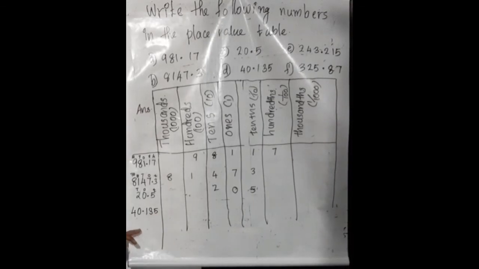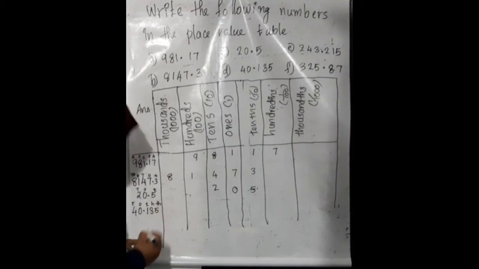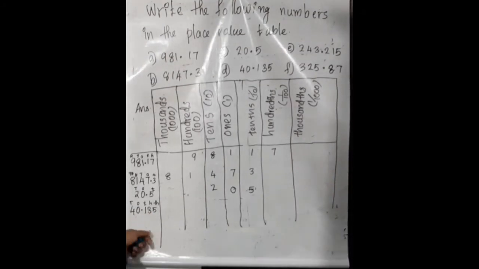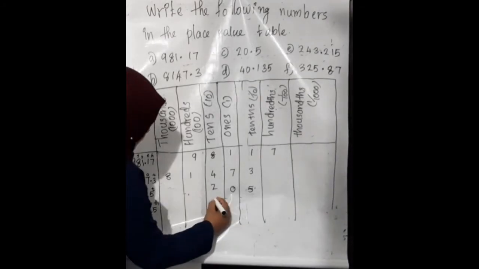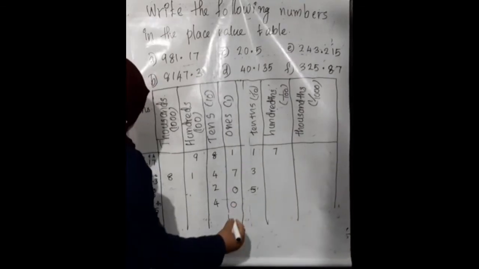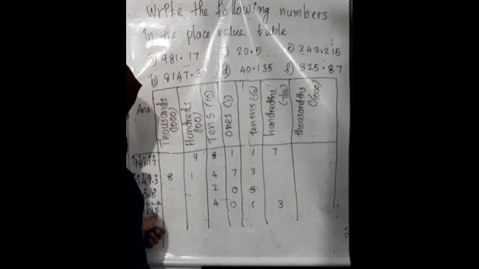40.135. How will you read this? Here we can write the place values of ones, tens, tenth, hundredth, thousandth. Then 4 is in the place of tens, so I have to write 4 under tens, and 0 is in the place of ones, and the next, 1 is in the place of tenth, 3 is in the place of hundredth, and 5 is in the place of thousandth.